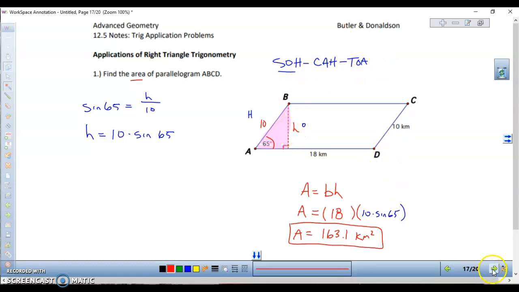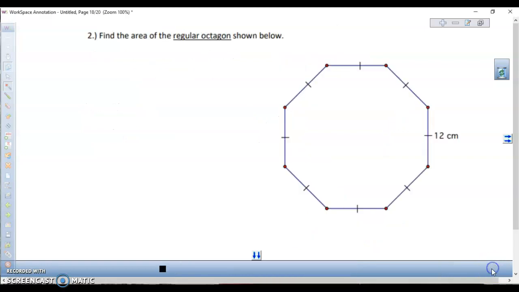All right, the next problem is also another example. This is one you'll see a lot of in your homework assignment: finding the area of regular polygons. We'll walk through the process. Find the area of the regular octagon shown below. Remember, backwards design. How do you find the area of a regular polygon? It's 1/2 times the apothem times the perimeter.